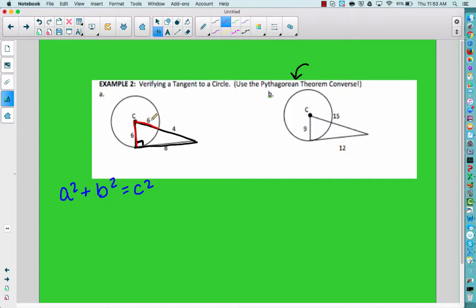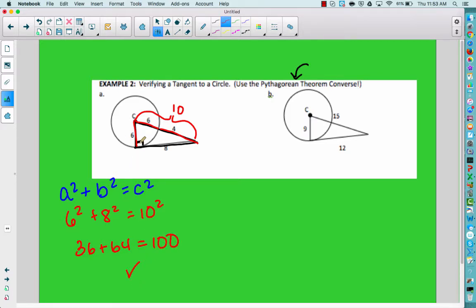So this length is 6. This length right here is 4. So I have to add them together to get the whole side, which is 10. So I do 6 squared plus 8 squared equals 10 squared. Does 36 plus 64 actually equal 100? Yes, it does.